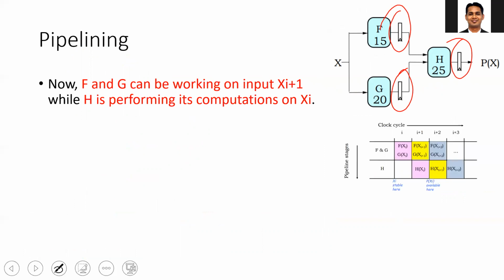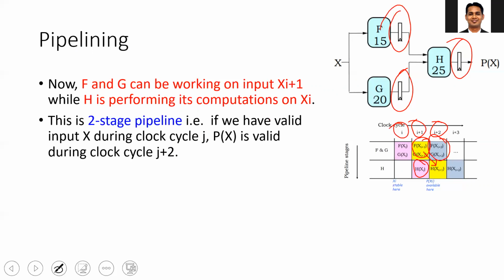For example, here at time I, you take the first input which is processed by F and G. Then at time I plus 1, F and G can take the next input while H will work on the output of the F and G. At the next clock cycle, F and G can take the next input while H will take the previous output of the F and G. And this is possible by adding the register in between the combinational circuit. This is called a two-stage pipelining.